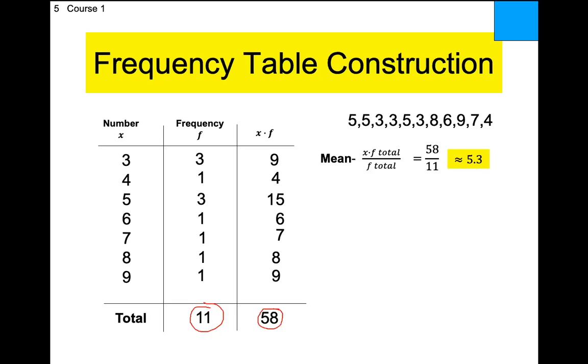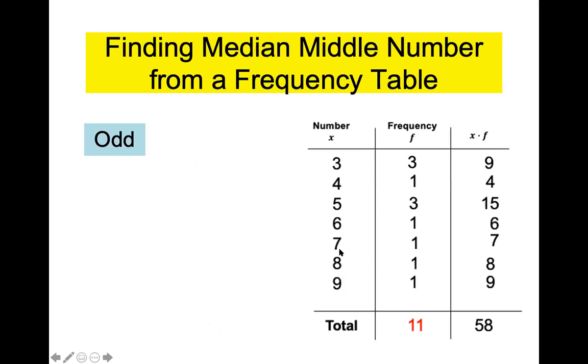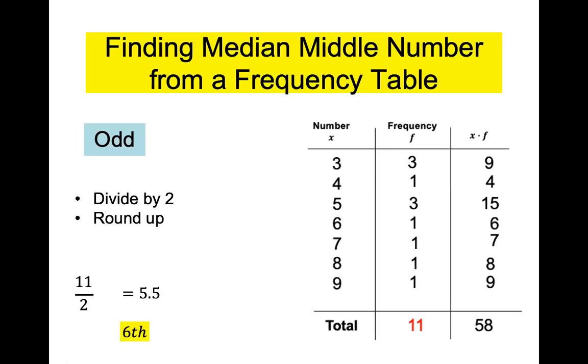The median is the hard one, right? This is the easier of the two. When the number is odd, life is easy, right? So let's review. If the number is odd, we're supposed to divide it by 2. 11 divided by 2 is 5.5, and then we round up. We're looking for the sixth number.